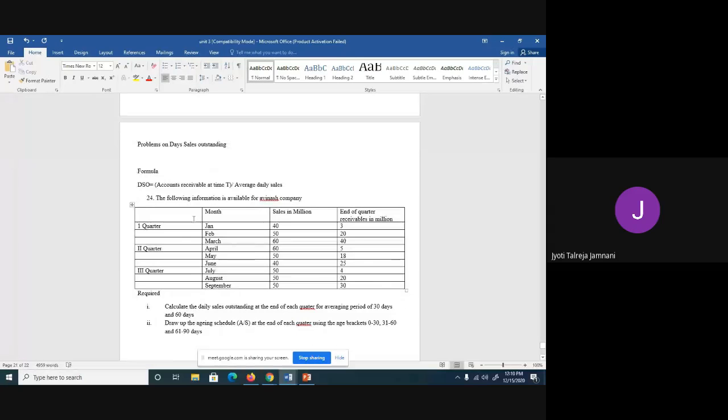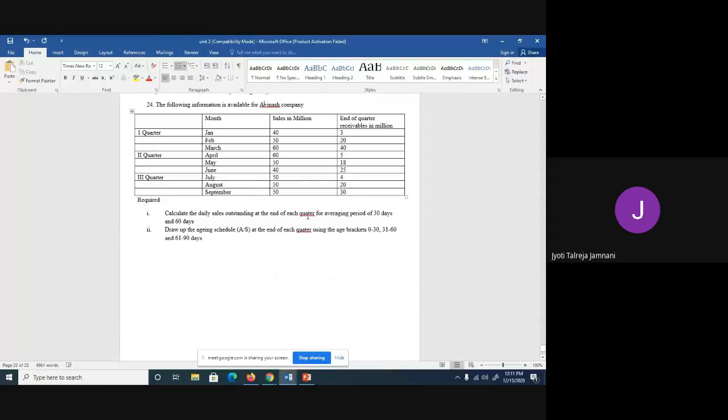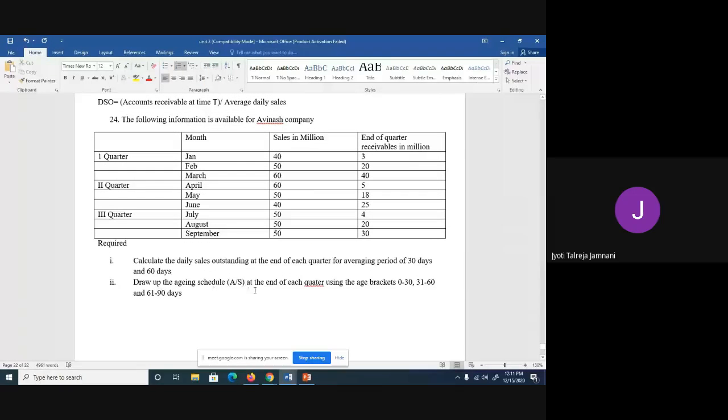Problems on days sales outstanding. And there's only one sum that I'm going to do here, and aging schedule. And this I'm doing so that what theory I had explained you on days sales outstanding and aging schedule becomes a bit clear. So there are 2 questions asked here. You have to prepare a days sales outstanding for each quarter for averaging period of 30 days, and draw up an aging schedule at the end of each quarter using the age bracket 0 to 30, 31 to 60 and 61 to 90 days.